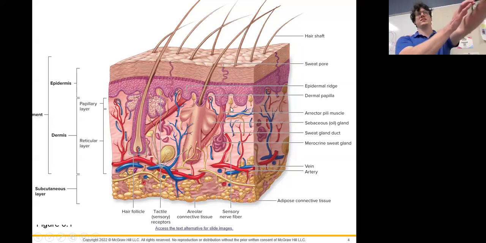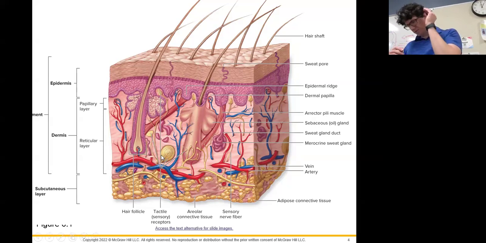The ones up here are going to sense light touch, so that you know if something is touching the surface of your skin. These down here are going to sense low frequency vibration and deep pressure. So your ability to distinguish between being grabbed versus something just lightly touching your skin is going to come from the different sensations coming from the different types of nerve endings found in these areas.